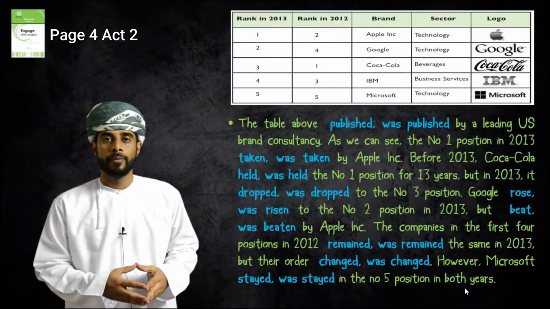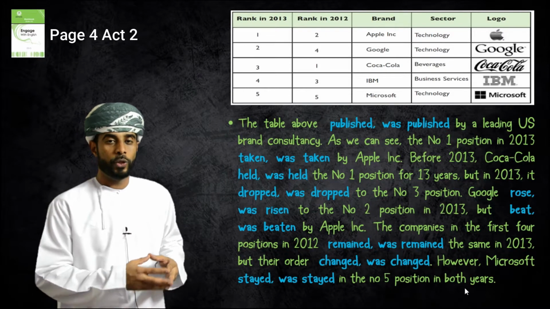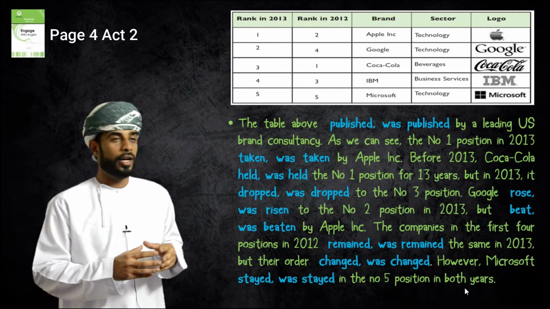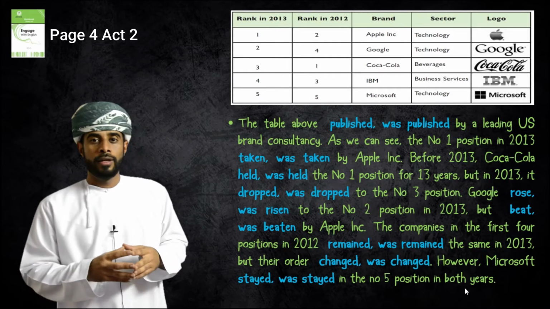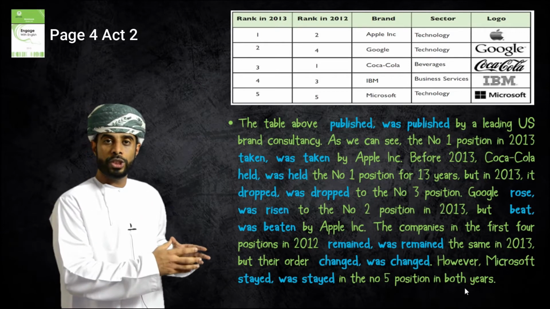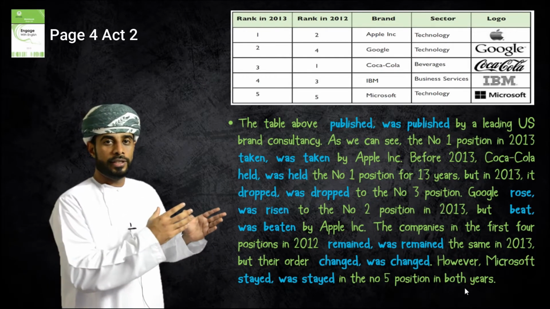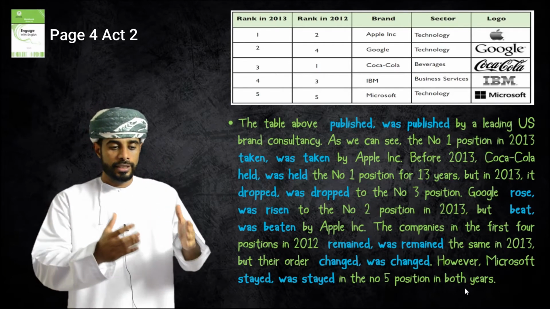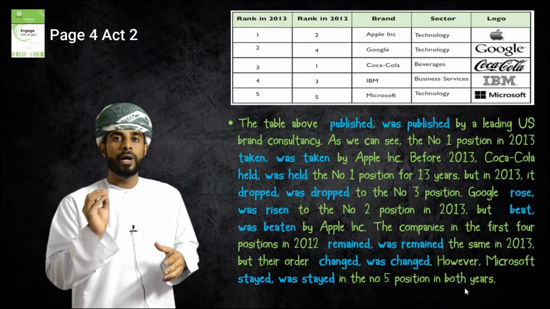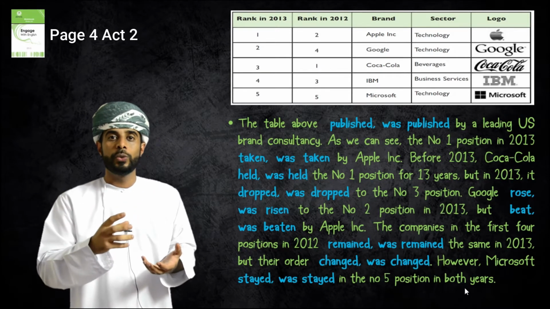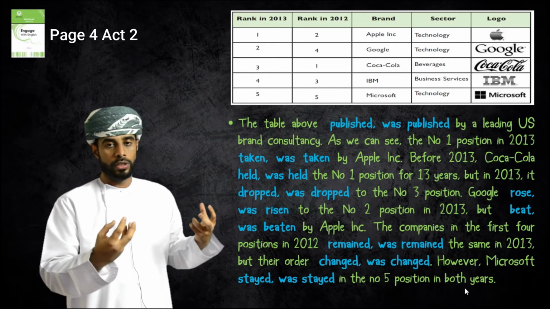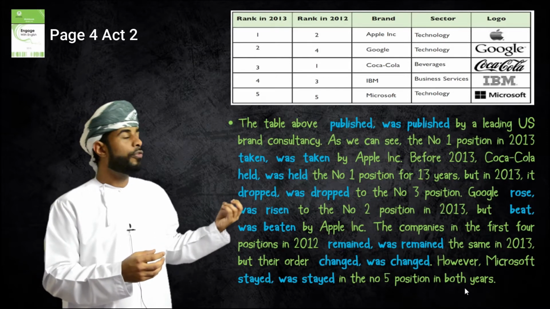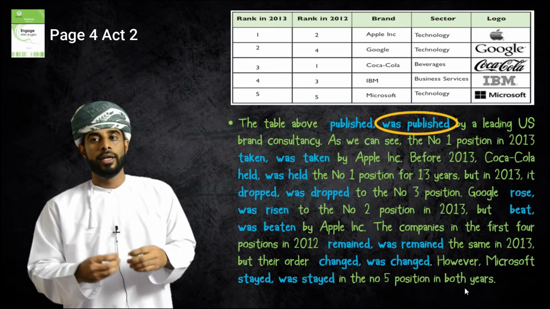So here we are. I think you have answered the text in here. You have chosen the correct answer according to the table you were given. Let's have a look at the answers. In here it says the table above published or was published. Let's have a look at the sense. Did the table publish itself or did someone publish it? So if someone published it, you would say it was published. Of course no table can create itself. So when someone published it, we would say the table above was published by leading US branding.